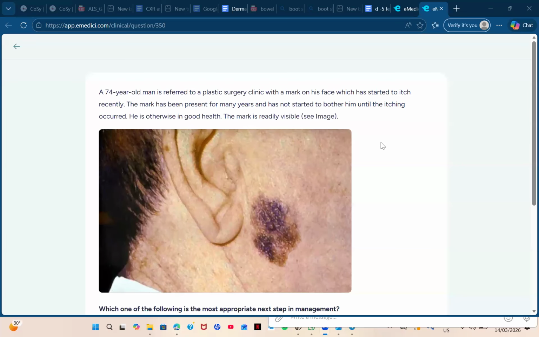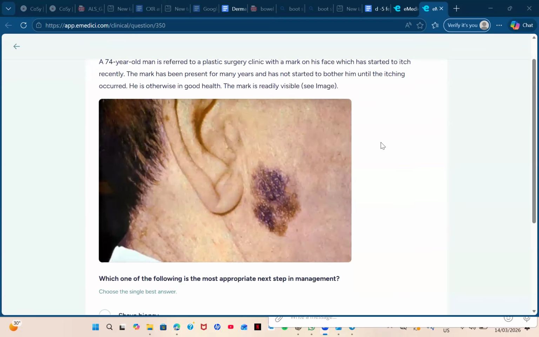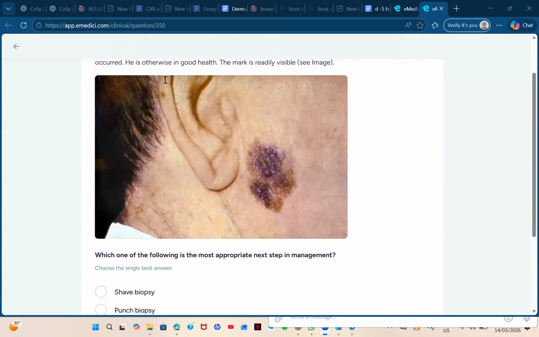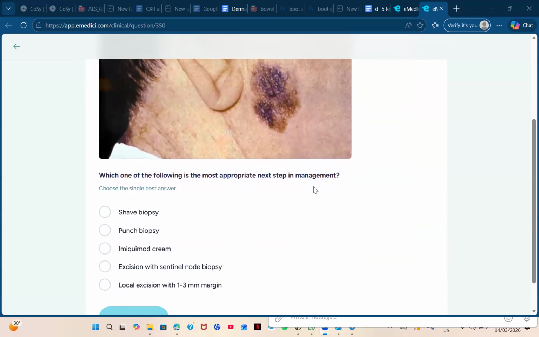Okay, doctor, this is not a hard question, right? This is a melanoma question. A 74-year-old man is referred to the plastic surgery clinic with a mark on his face, which has started to itch recently. The mark has been present for many years and did not bother him until the itching occurred. Otherwise he is in good health. Which one of the following is the most appropriate next step in management?